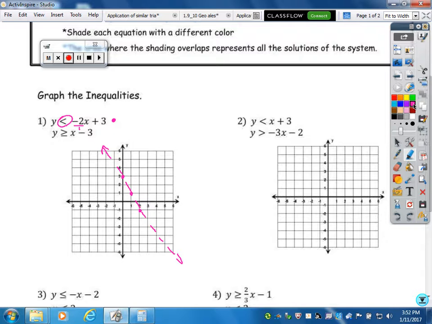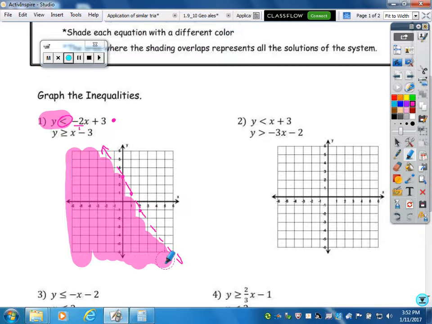So I'm going to get a highlighter here, and I'm going to shade all of my solutions. I'm going to read it, y is less than. So here's my y-axis. Where are my y values less than this line? And that would be below it down here. So I'm going to shade the entire bottom of this line. So notice how I follow right along with that line. So that's our first one.